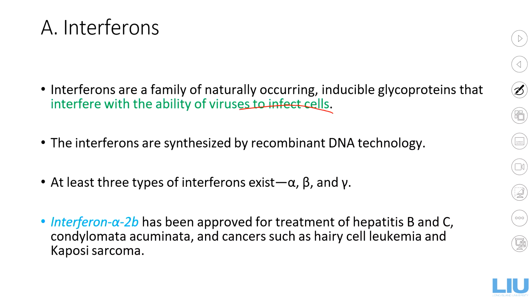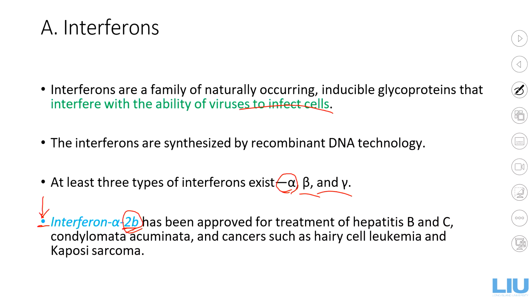There are three kinds of interferons, alpha, beta, and gamma, as we said. And then we also talked about interferon alpha, and there are kinds of interferon alpha 2b. And then soon we'll talk about the pegylated interferon by adding polyethylene glycol, okay?